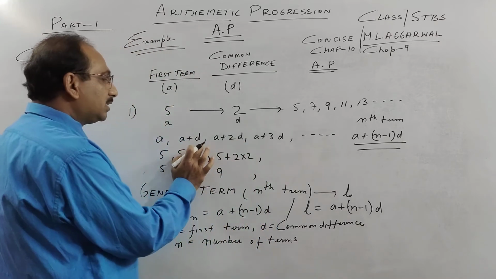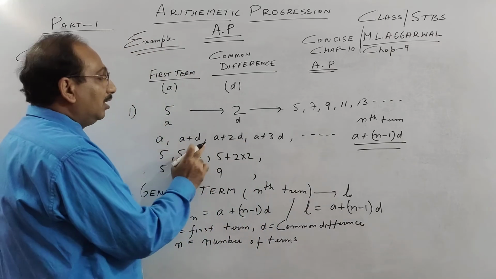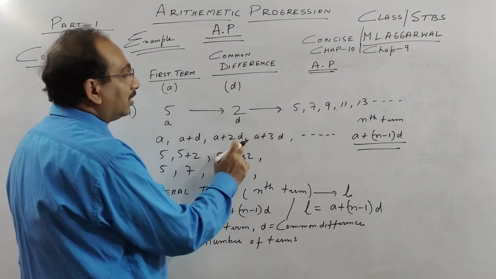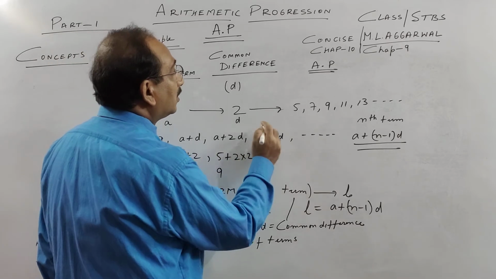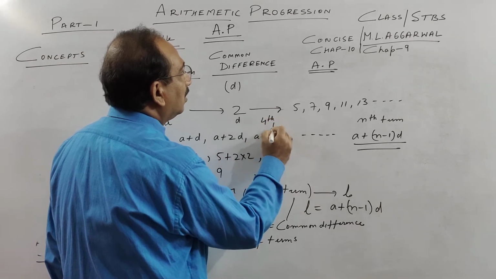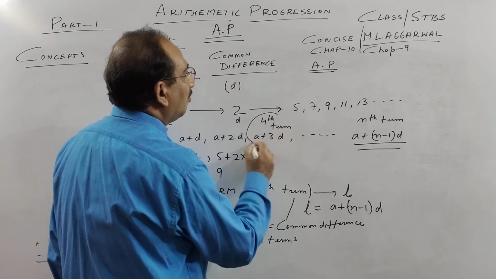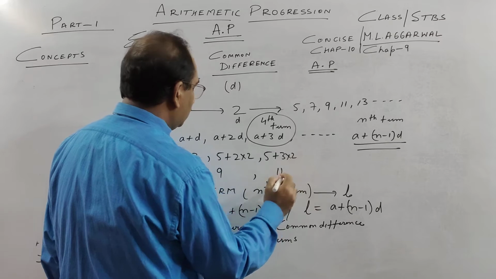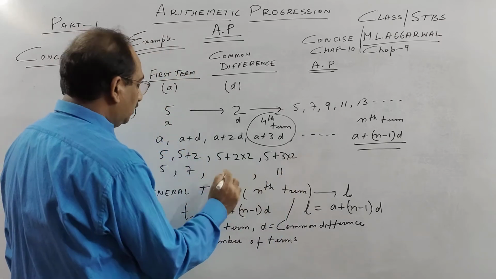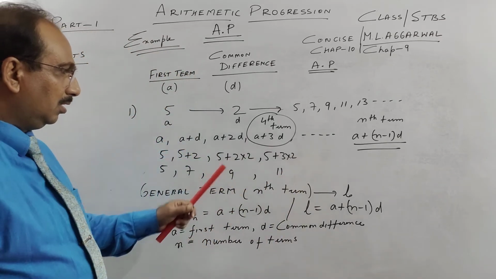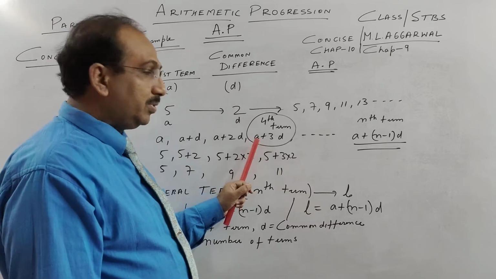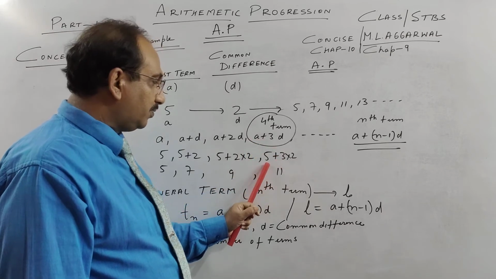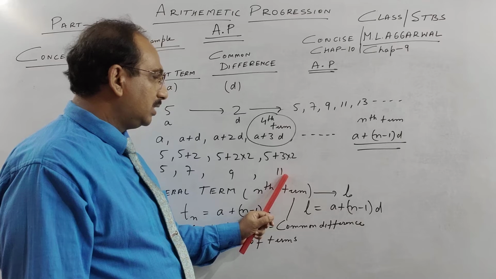Fourth term, children. So see, the first term has no d, the second term has 1d, the third term has 2d, the fourth term, remember this is the fourth term. The fourth term is a plus 3 into 2. So this is 11. Okay. So the fourth term is a plus 3d. So here we get 5 plus 3 into 2, 6, 11.